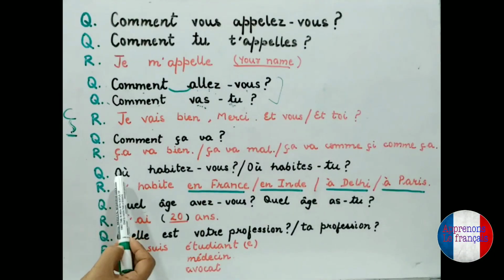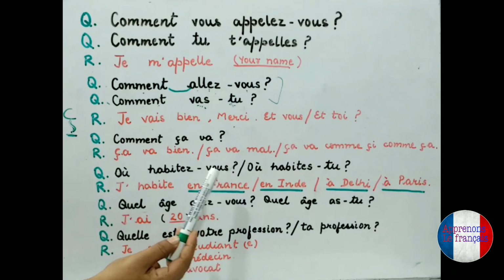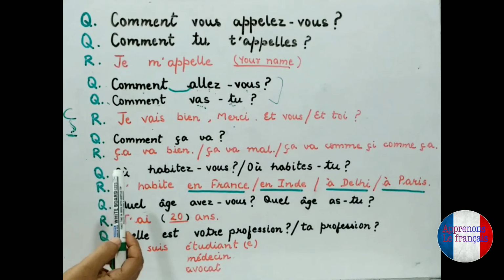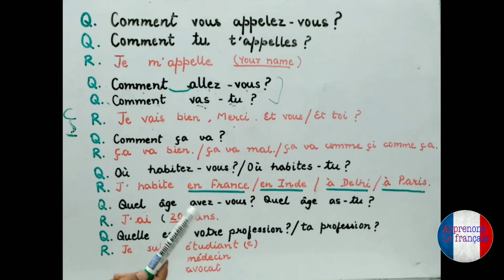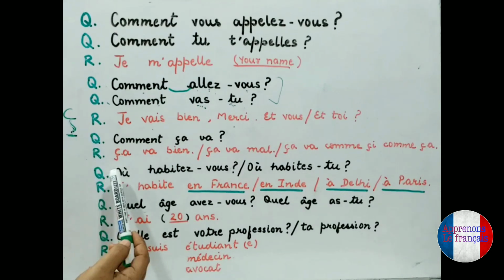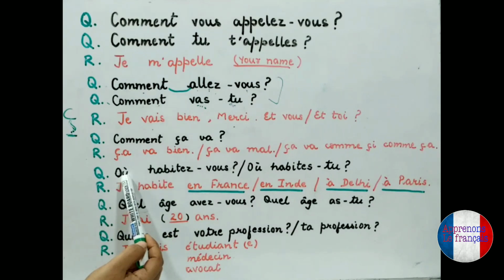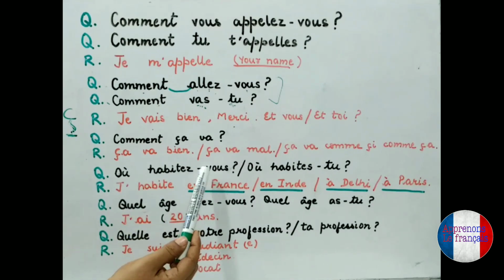Then the next question is où habitez-vous? Here there is another accent. This accent you see here. As we have an accent in C, this is cedilla. Here also we are having accent grave. That you will be learning in the lesson which I will be doing on the accents. I repeat once again. Où habitez-vous? Où means where. Where you live.